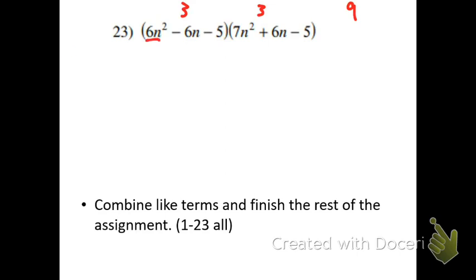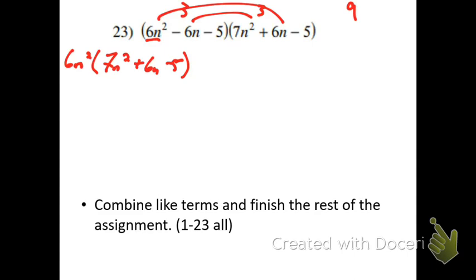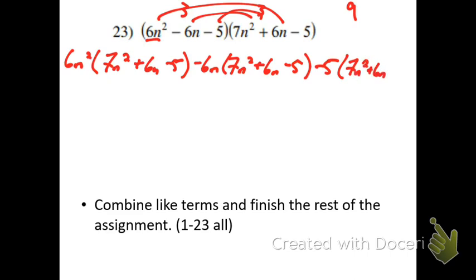So we're going to start here. 6n squared times 7n squared plus 6n minus 5, so we're multiplying it by all this. Then I have negative 6n times 7n squared plus 6n minus 5. Then finally I have negative 5 times the same trinomial, 7n squared plus 6n minus 5. And I was really close to running out of room there. Okay. So now I'm going to distribute this.